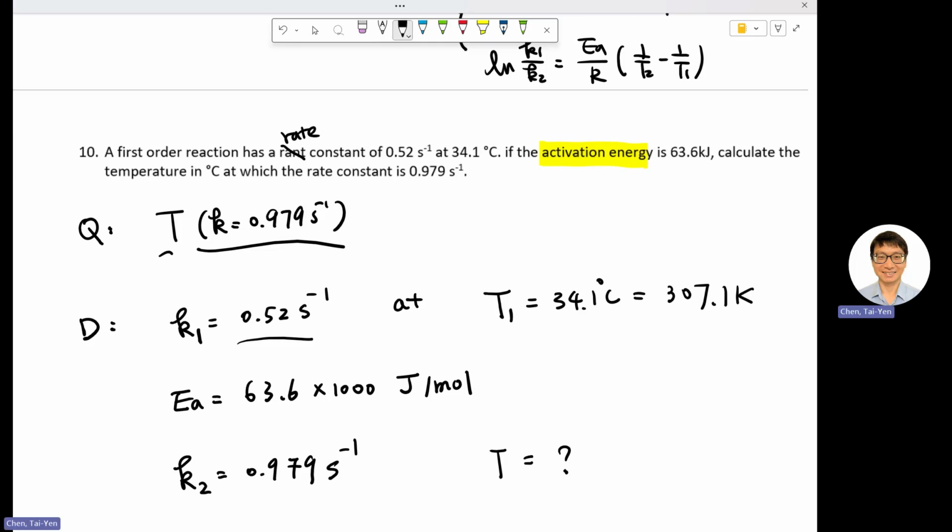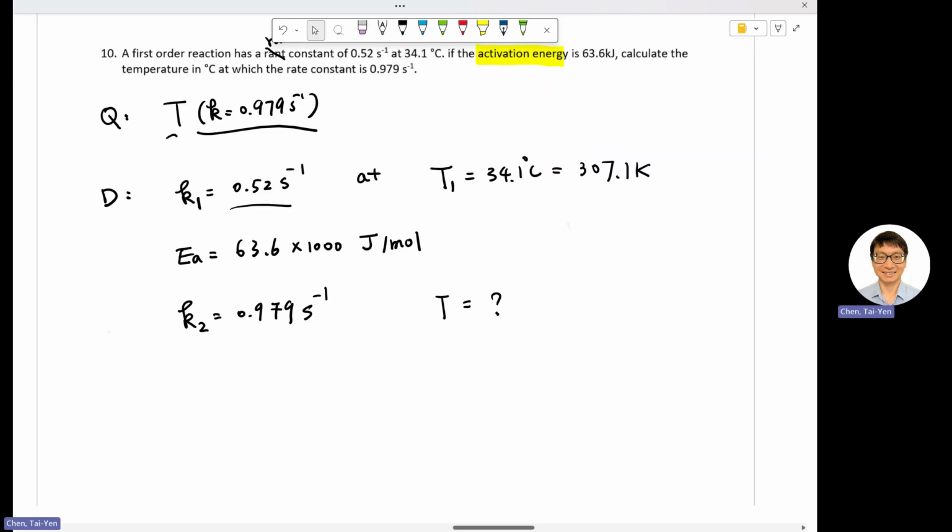Did you see that inside the question you have two rate constants, right? It says rate constant equals 0.52, the other rate constant 0.979. So only the second equation gives you that. It's very clear that once you see two rate constants or two different temperatures, then you know you need to use the second equation. Once you can recognize that, things become super easy, right?